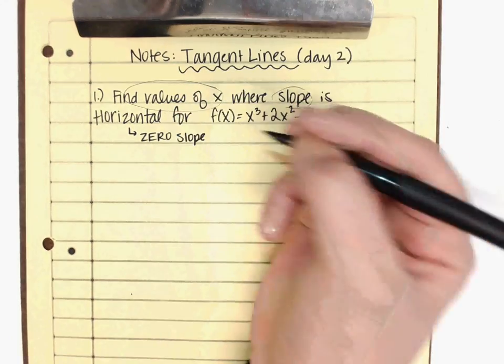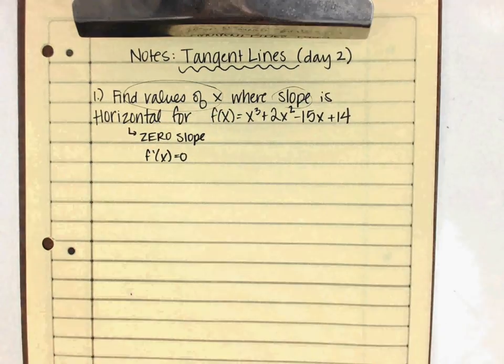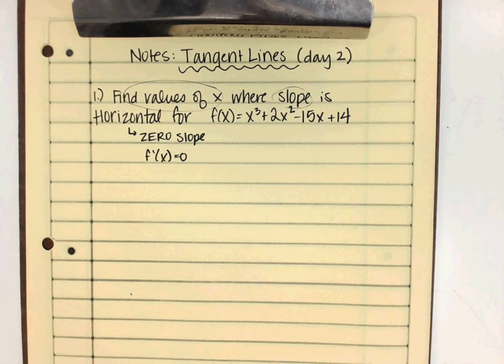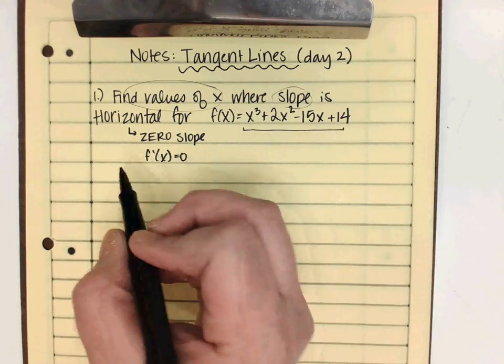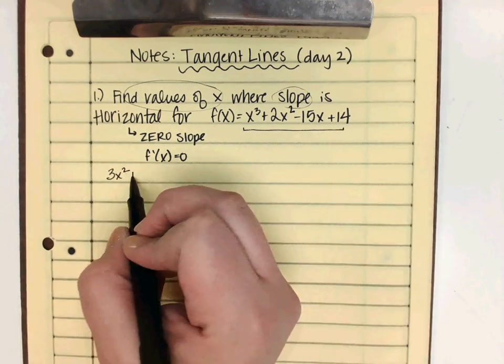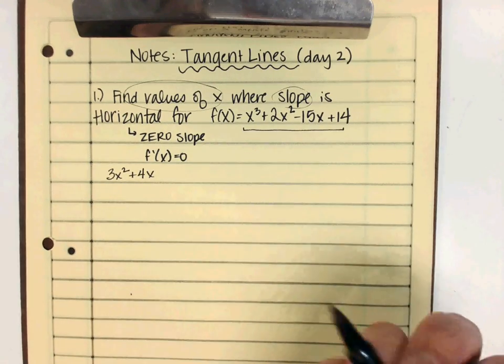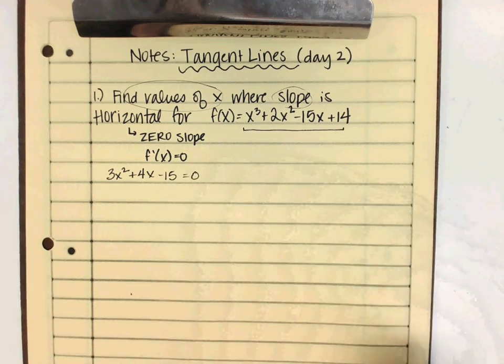And if I want a 0 slope, I'm going to take f prime of x and set it equal to 0. So, do it. You have a nice, easy polynomial. We're going to do a trig one next. So, what's the derivative of that guy? 3x squared, 4x is next, minus 15. What about the 14? 0.